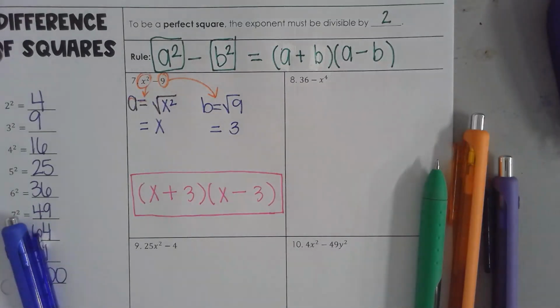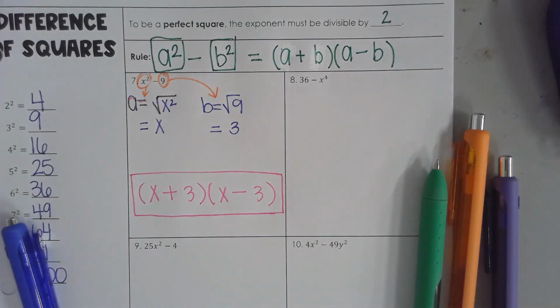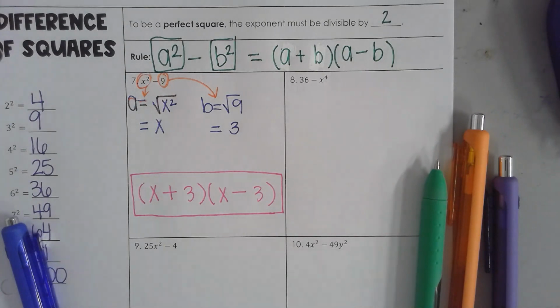Now, technically, you should be looking for a GCF every time. But there's nothing that x squared and 9 have in common. So, good deal. Number 8, there's nothing that 36 and x to the 4th have in common, so I don't have anything to do.